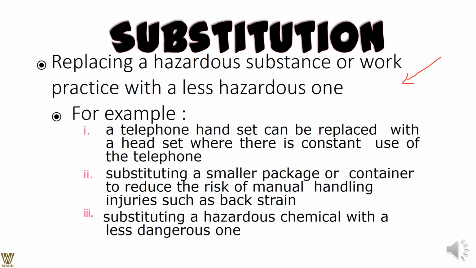So you can constantly use the telephone as and when required. Substituting a smaller package or container reduces the risk of manual handling, such as back strain, probably utilizing wheels to carry your inventory and heavy materials instead of packing it on your back and taking it manually. This is what we are looking at. Now we will talk about substituting a hazardous chemical with a less dangerous one. This is absolutely true. We need to understand which products are not friendly to human beings, and accordingly replace them.